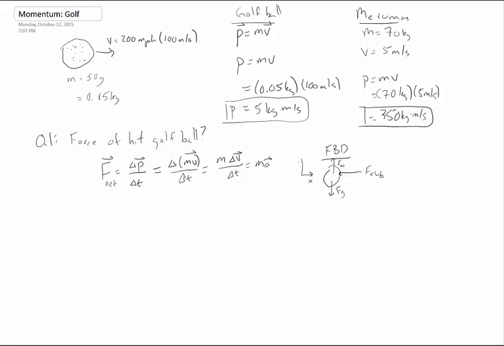And so we'll just do our normal coordinates, X and Y there, and then solve it from there. So if we look at the force, there's minus F of the club. That's the only force we have on there. And that should be equal to the change in momentum over the change in time. So what's the change in momentum? Well, the change in momentum is the final momentum minus the initial momentum. The final momentum is just 5 kilogram meters per second.